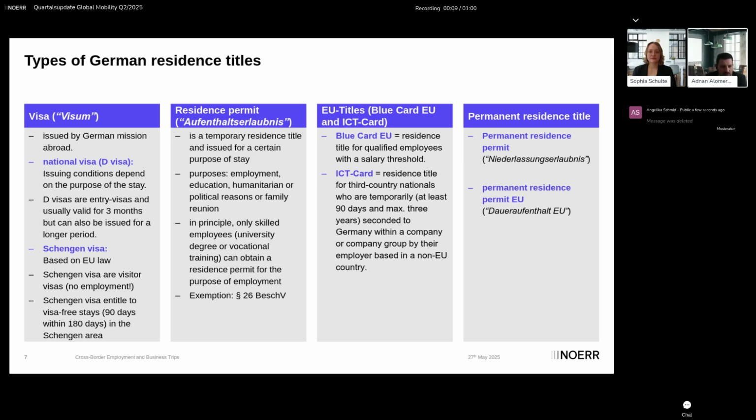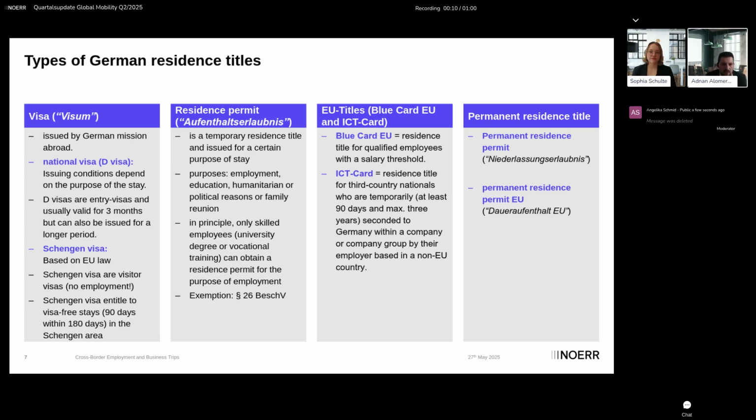Further, there are EU titles as well, the Blue Card EU and the ICT card. We are quite sure you already have an idea of what they mean. But here, to get always the parallelity: we have the German residence titles and the EU residence titles. The main important things about the Blue Card EU and the ICT card are that they're temporary, so they're not permanent residence titles. And the ICT card is very important, it can only be obtained abroad. So there's no option to get an ICT card here in Germany, even if an employee is already in Germany.